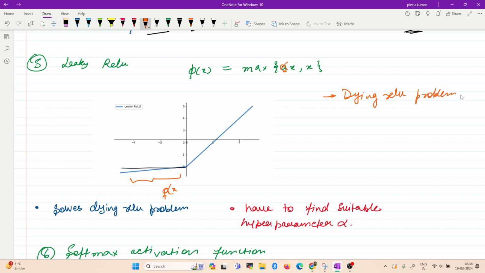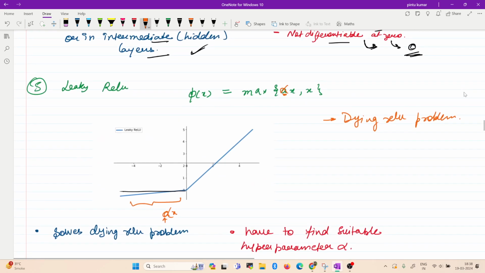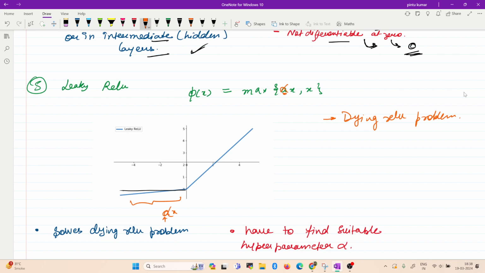Okay, and also you have solved slightly the problem of being non-zero centric, because now it can take values less than 0, but the values that it would take less than 0 are very, very small. So you have not solved this non-zero centric problem to a large extent, but you have sort of solved it. And the dying ReLU problem you have taken care of.